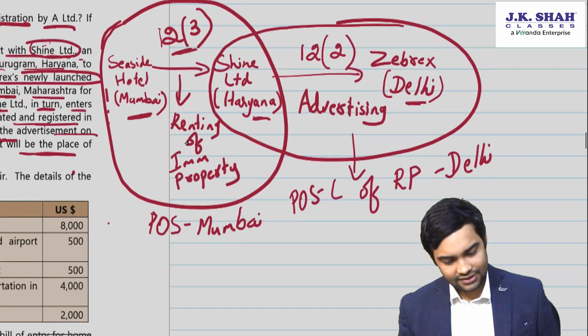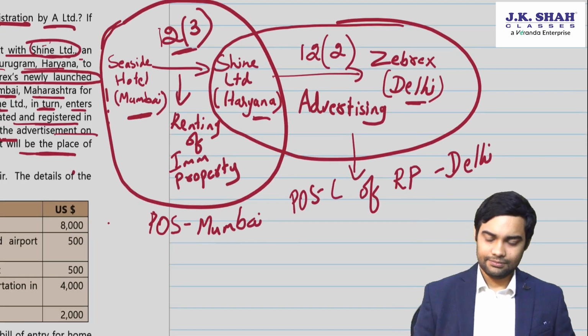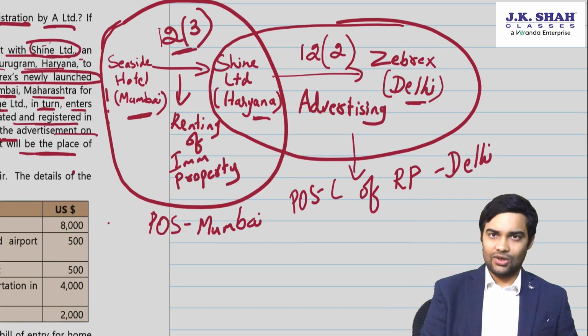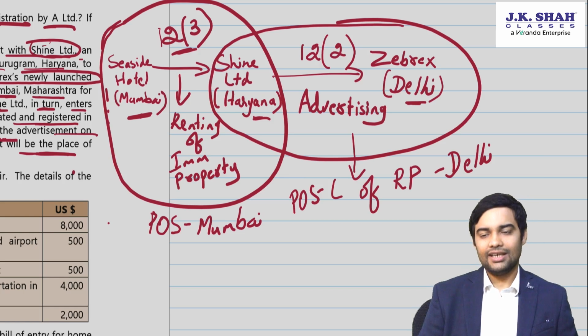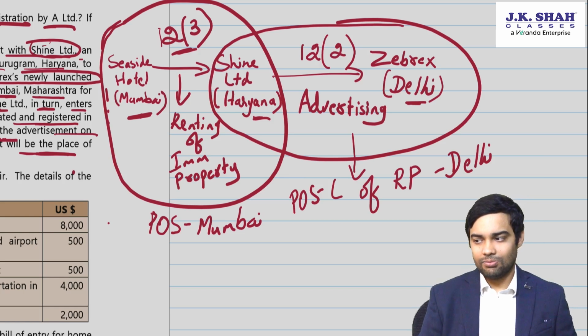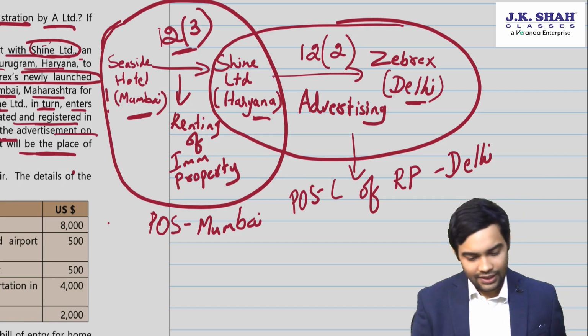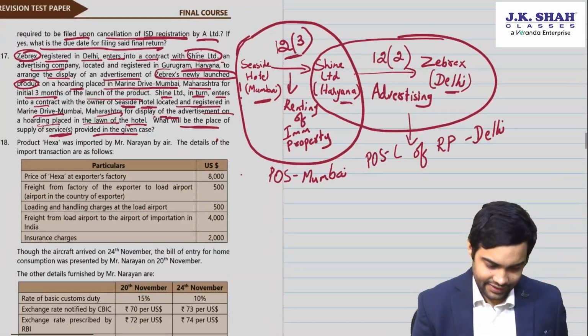In fact, this is exactly the point which is covered by a CBIC circular, which is covered in the amendment video on the same YouTube channel. So place of supply for first transaction would be Mumbai, place of supply for the second transaction would be Delhi. Clear? Okay, great.